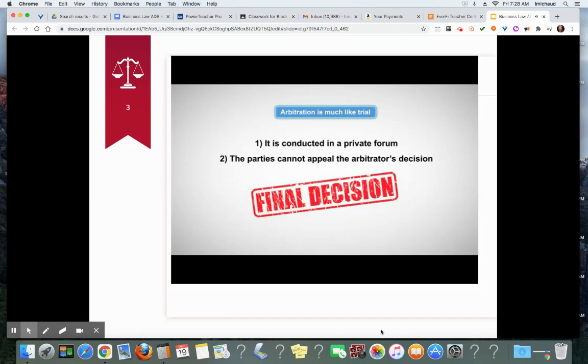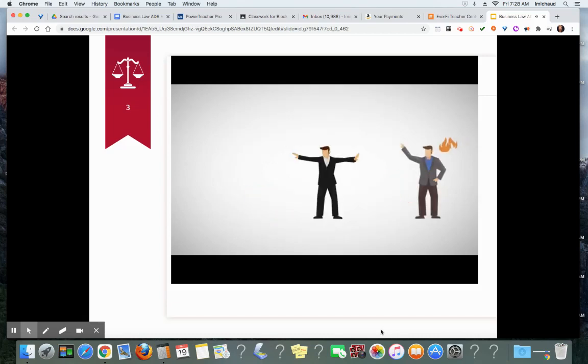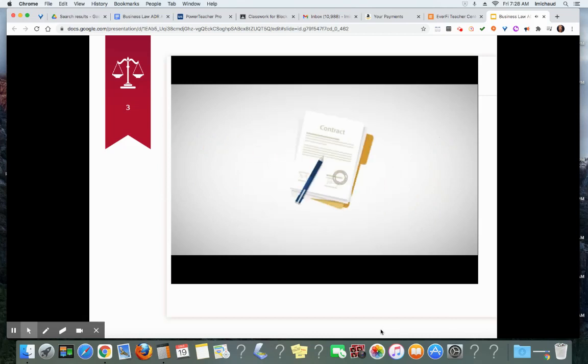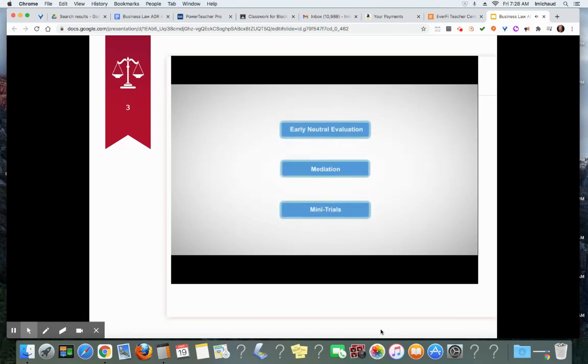It is final. Arbitration is most appropriate when one or more of the parties is hostile or uncooperative. It is common in contract law because most commercial contracts require arbitration in the event a dispute ever arises, which it often does. There are other recognized forms of ADR as well, such as early neutral evaluation and mini-trials. These are basically alternative forms of mediation.